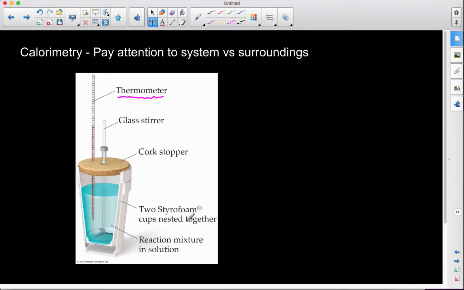Here we have two nested styrofoam cups. Why do we use two? Right, simply for an extra layer of insulation, right? And here we have our reaction mixture.